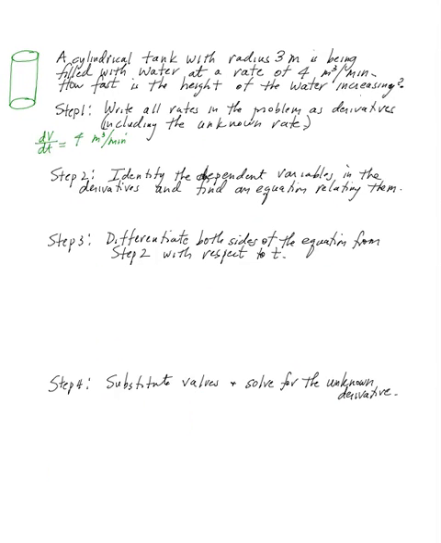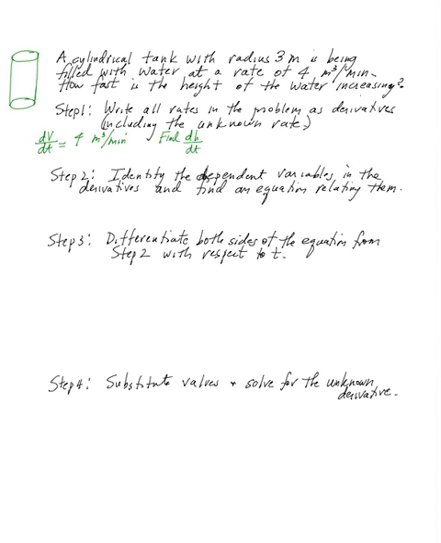And then the only other rate is how fast the height of the water is increasing. So we need to find dh/dt, where h is the height of the water, not the height of the cylindrical tank. We know the height of the cylindrical tank is constant, but we want to know the rate at which the height of the water is increasing. Okay, only 2 rates in this problem.